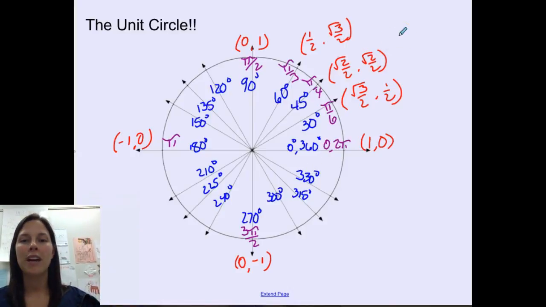So notice the patterns that are created with these degrees. Each angle that's first in the quadrant is 30 degrees away from the axis, and the degrees in the middle are 15 degrees away from one another.